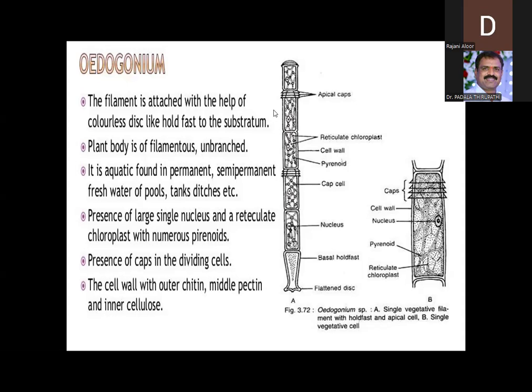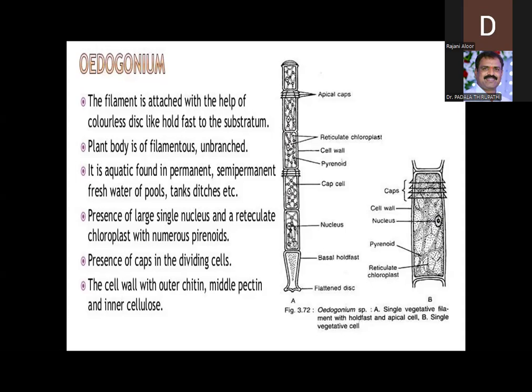Cellulose is very common in all algae. But here the cell wall has inner layer made up of cellulose and outer layer made up of pectin. And next, a thin layer of chitin: outer chitin, middle pectin, inner cellulose. The 3 layers are made up of pectin, chitin, and cellulose. The protoplasm inside the cell wall contains a reticulate chloroplast.